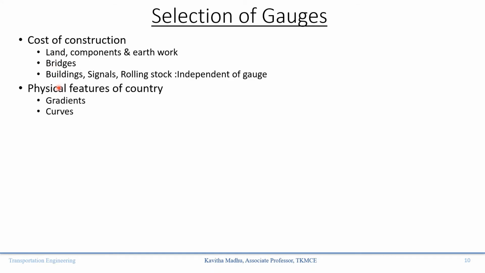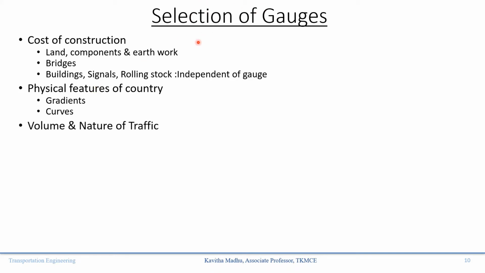Next is the physical feature of a country. You can see that in hilly areas, narrow gauges are mostly provided. Why? Because it is possible to adopt steeper gradients and sharper curves for narrow gauge compared to a wider gauge. So the physical feature of a country is another factor that influences the selection of gauge.